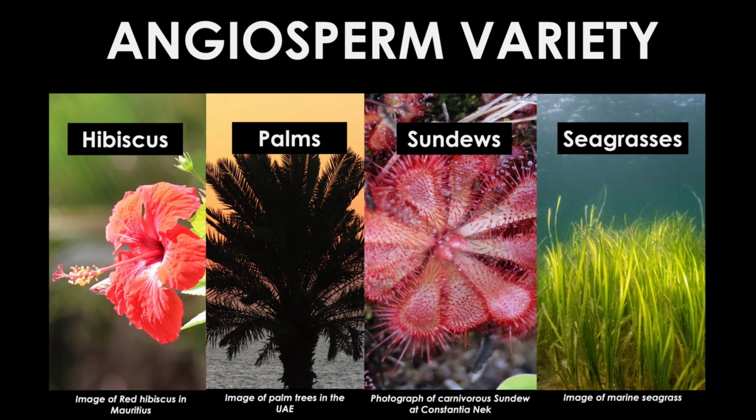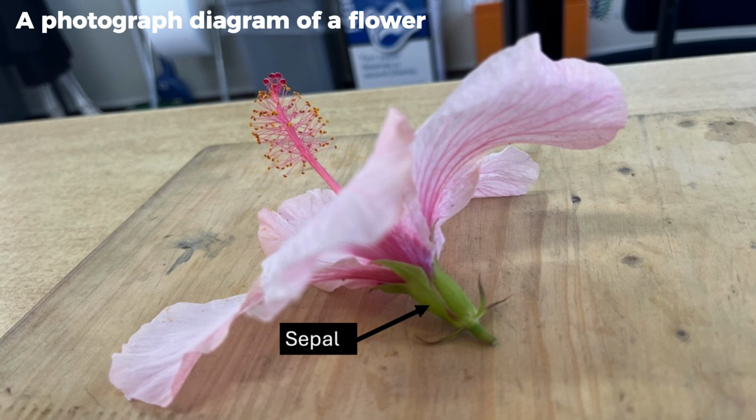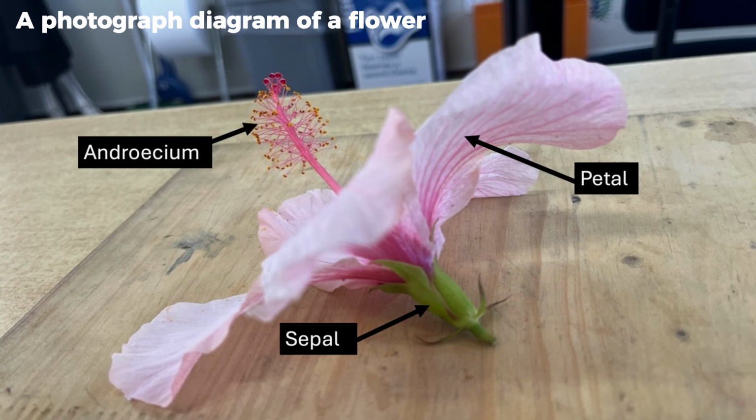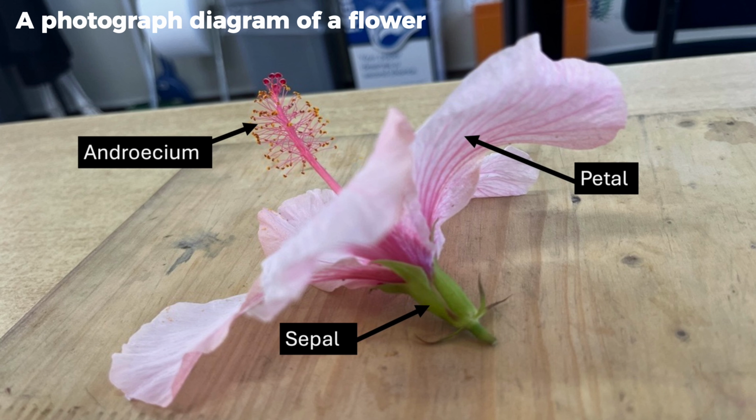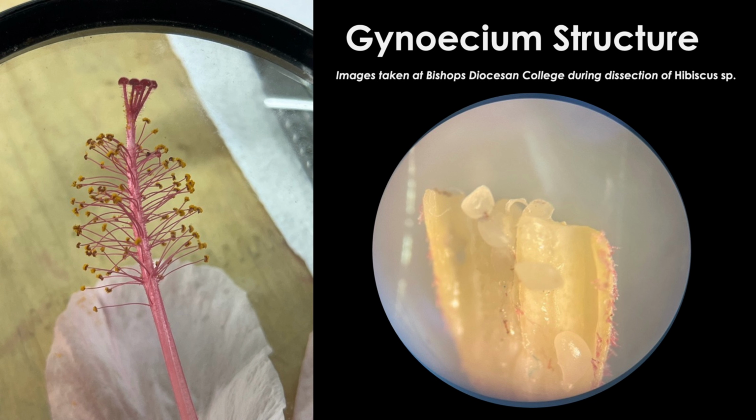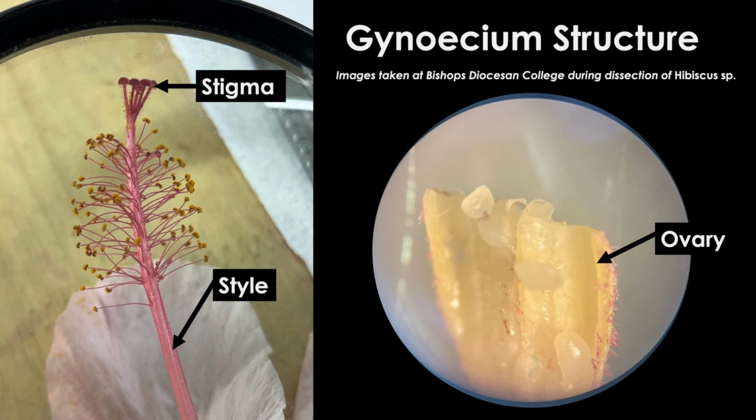But to increase the chances of pollination, these plants have developed the complex reproductive organ called a flower. Flowers have a sepal, petals, and male and female components. The male part is called the androecium, consisting of many stamens, which are pollen-producing anthers supported by filaments. The female part, meanwhile, is the gynoecium. The carpel contains 3 parts: a stigma, a style, and an ovary containing ovules.